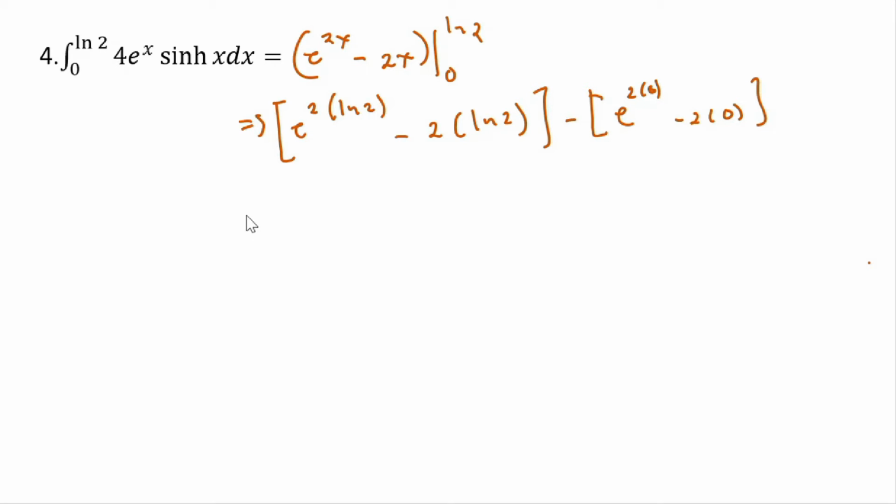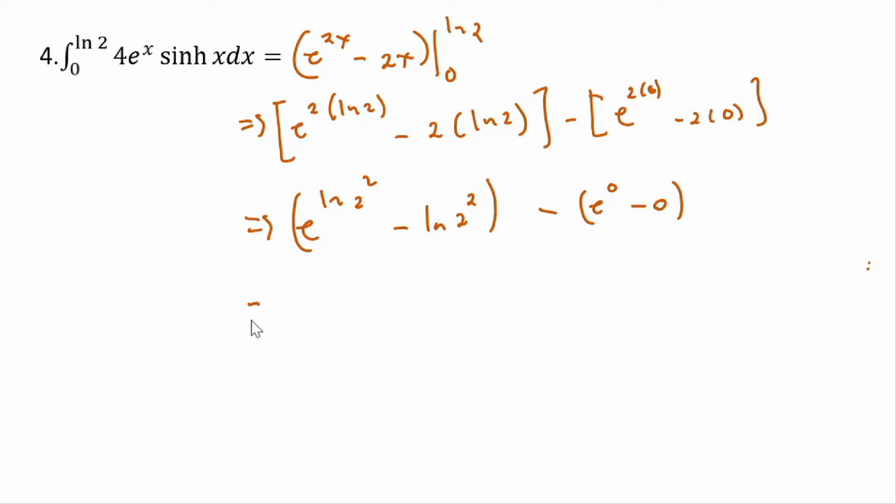Simplifying this, we can write e raised to the ln of 2, raised to the power of 2. And for the second term, we use the power rule, so we can write ln of 2 raised to 2, using the power rule of logarithms, minus, we have e raised to 2 times 0, which is just equal to e raised to 0, minus 2 times 0, which is 0.